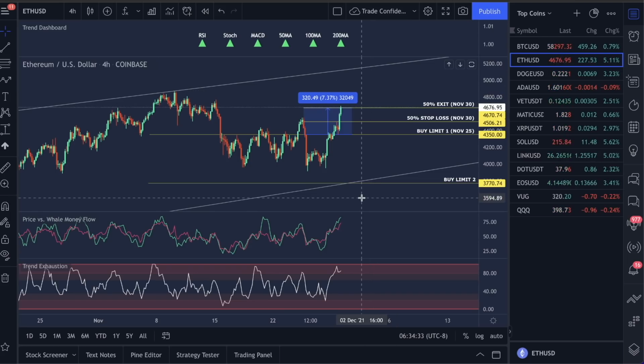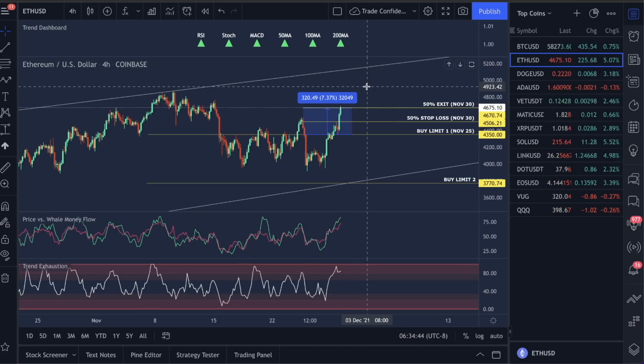Let's see what happens here, but I'm going to make this call. It's happened 10 times. This is going to be the 11th time in a row. Watch for this to move back down. It might head up a little bit further, but overall, watch for this move back down, because these indicators are looking to call a drop back down on Ethereum.